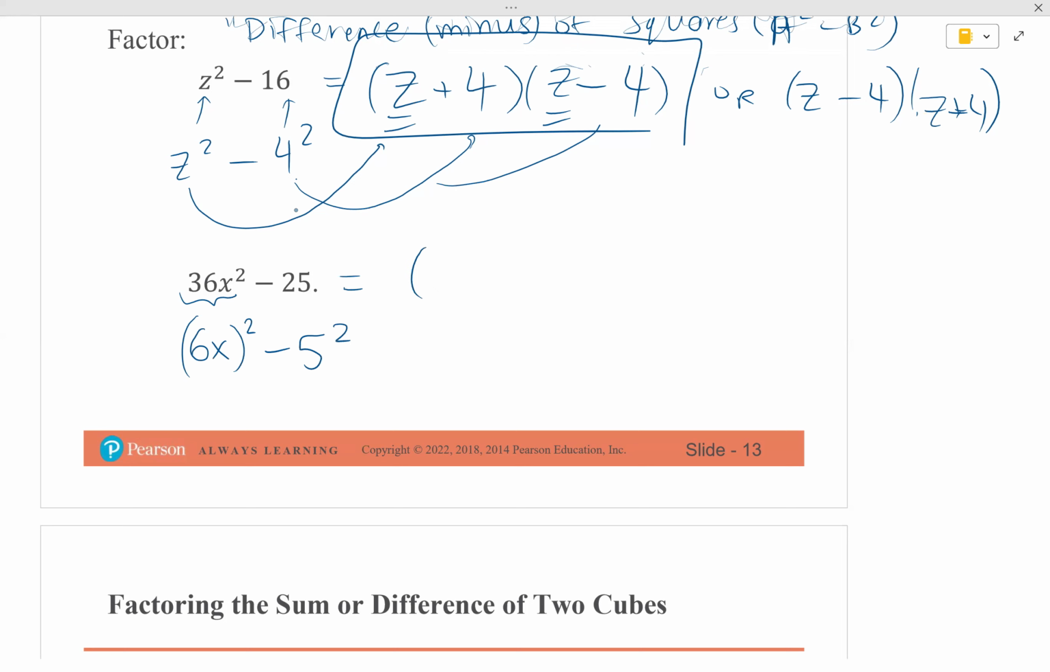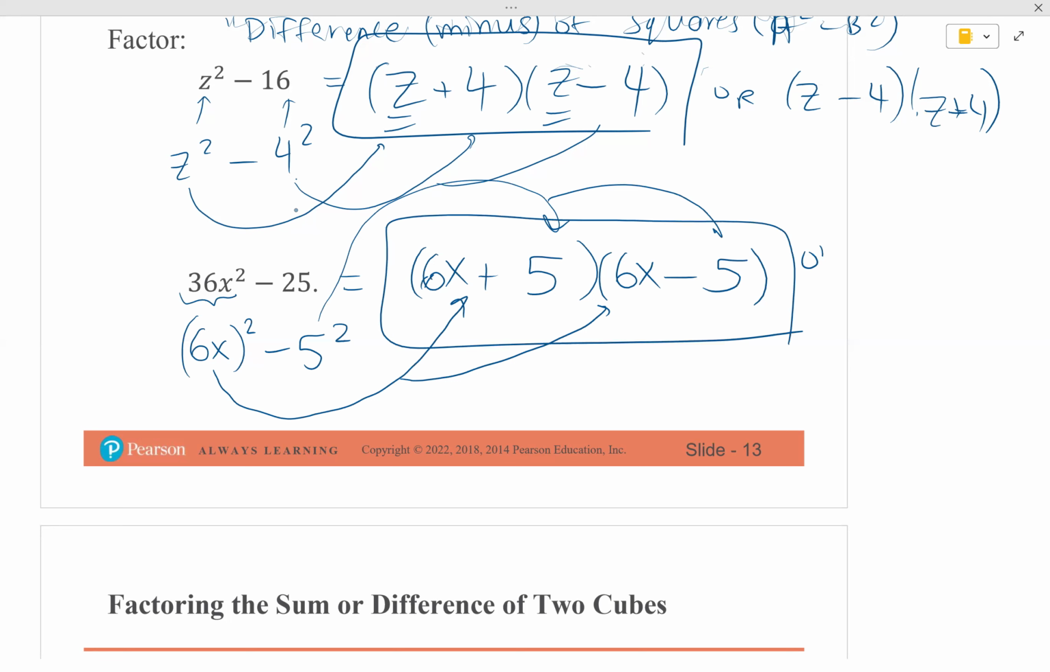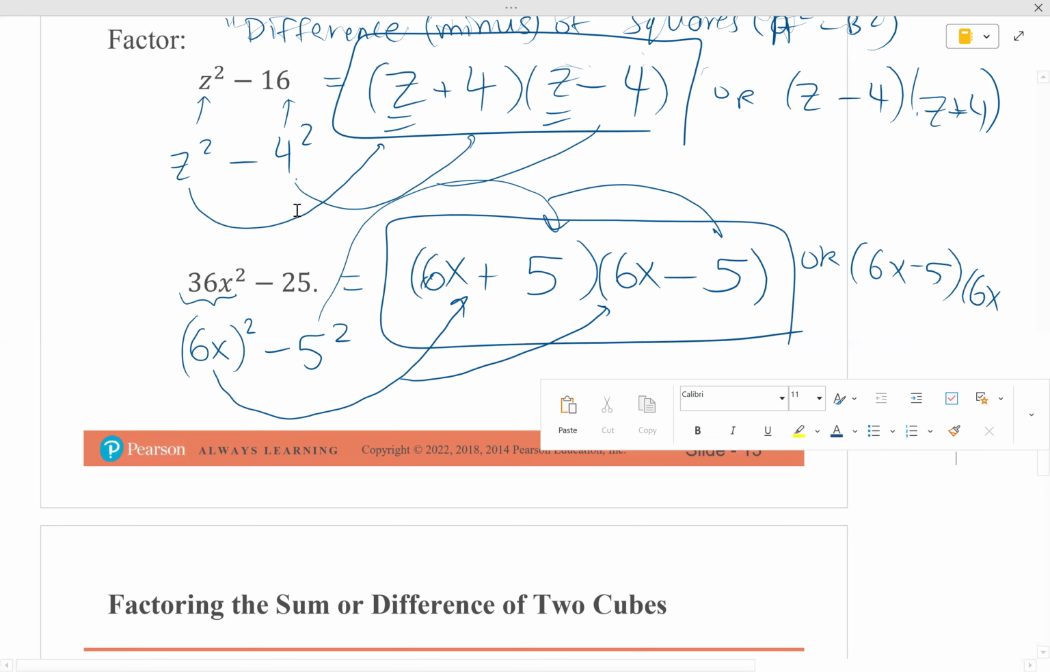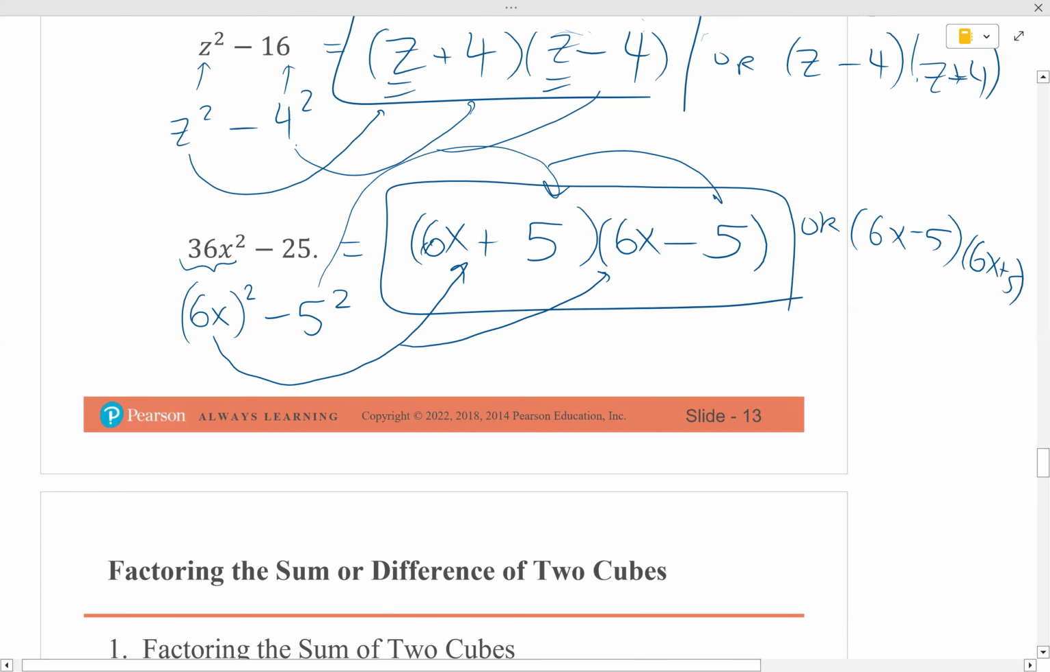This is going to factor into, similarly, a binomial with a plus and a binomial with a minus. And then the first term of each one is going to be whatever was being squared to give you the first term. In this case, 6x is going to go in the first place for both. And then whatever was being squared to give you the second term is going to go in the second place, 5. Easy peasy. Or you could put the minus on the left and the plus on the right if you wanted to, if you're trying to be contrary. That's it. That's nice, right?